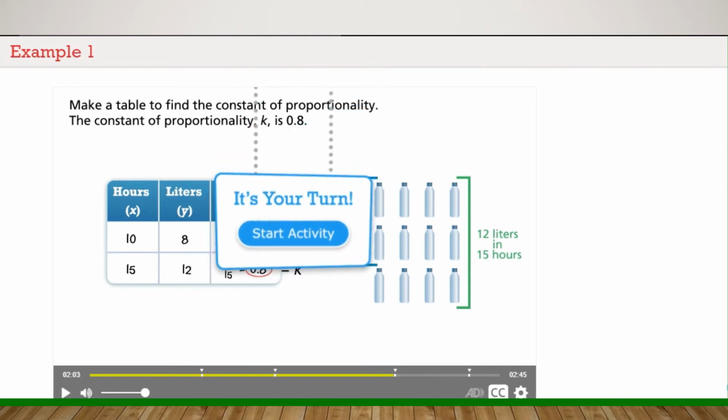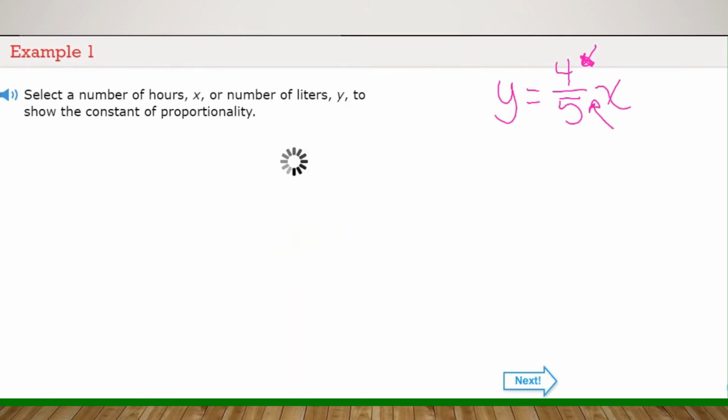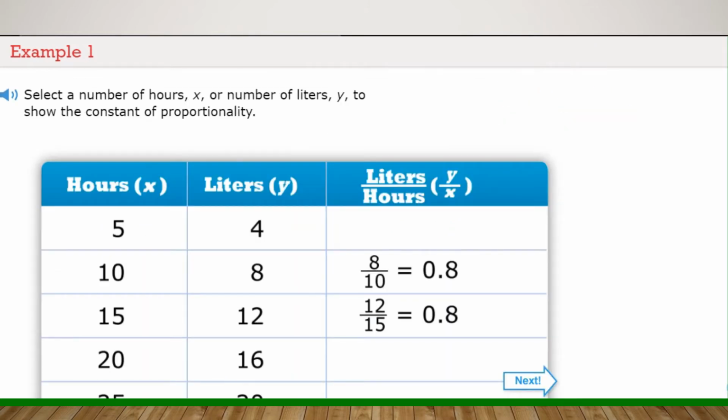Notice in this presentation, they wrote the constant of proportionality as a decimal, but when I did it, I wrote it as a fraction. Either way works because we know 4/5 is equivalent to 8/10. So here's another one. What if hours was 5 and liters was 4? Notice we put Y over X, so we will do 4 over 5, and 4/5 is equivalent to 8/10.